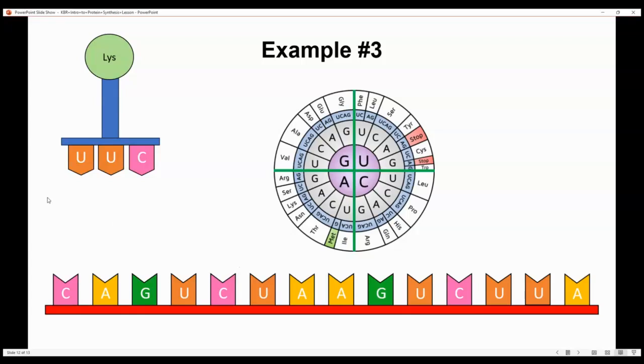Now let's see another example. The anticodons is UUC. Which codons do you think this matches with? If you say AAG, you are correct. So now let's find the AAG on our codon wheel. We start inwards and we work our way outwards. We find our A right there. We find the other A, which is right there, and we find the G, which is right there, and the amino acid is lysine.